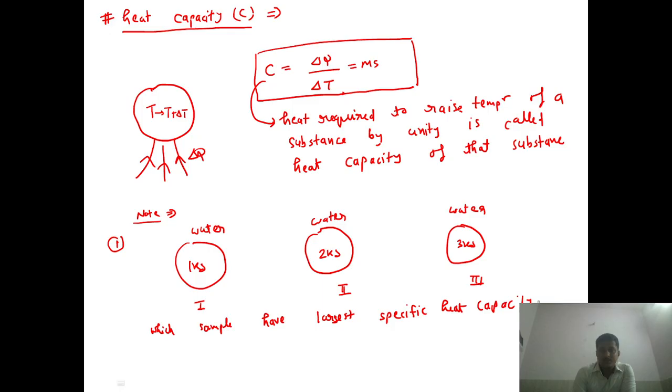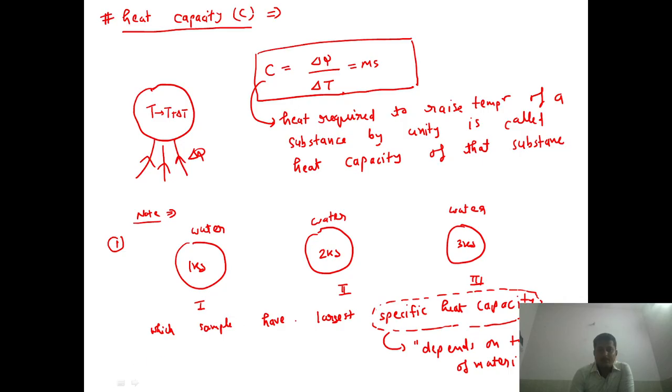specific heat capacity is a property of a material, so it depends only on the type of material. If the material is the same, then specific heat capacity will be the same. So if I ask which sample has the largest heat capacity, the answer is that all have equal specific heat capacity. So you can remember this.